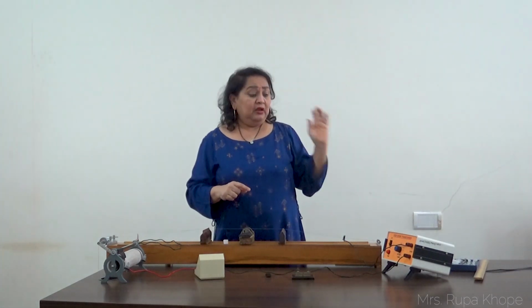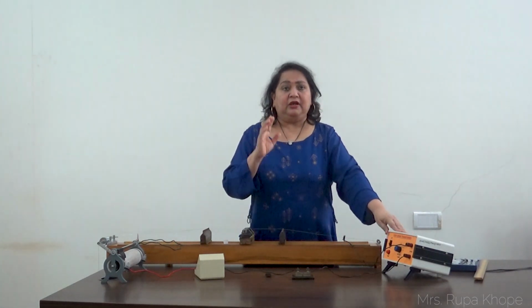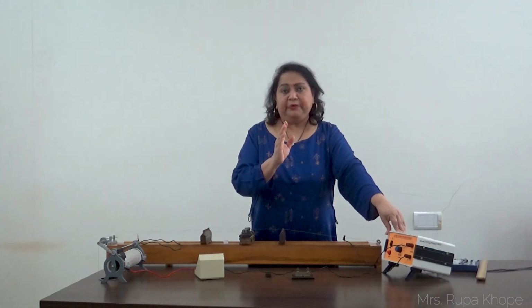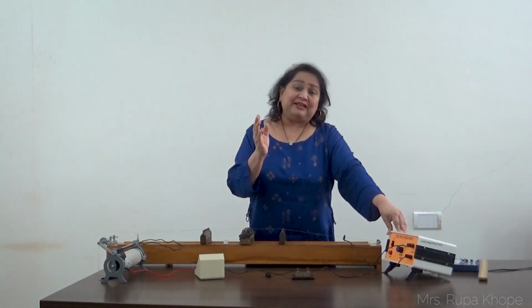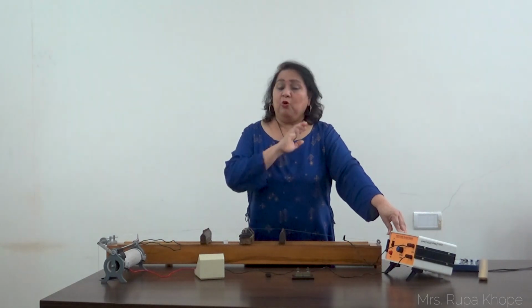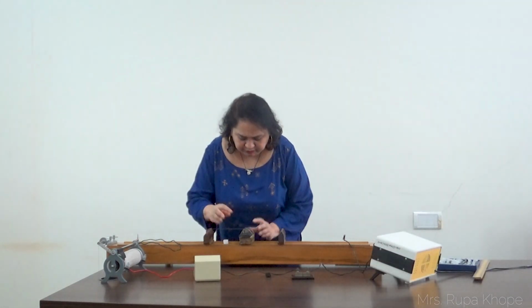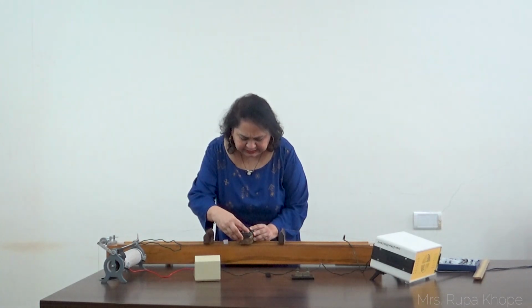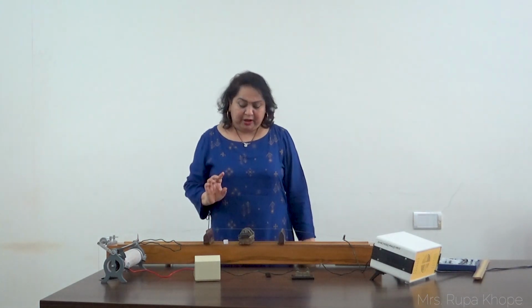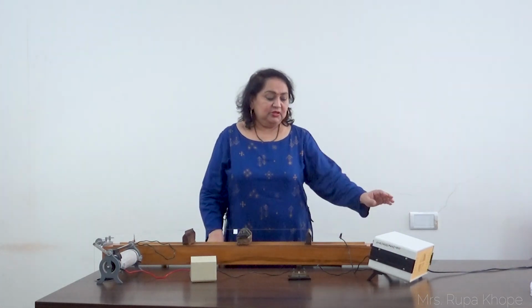Now you know very well that we have to keep the current restricted to 1 ampere, up to 1.2 or 1.3, maximum 1.5. More than that we are not going to increase the current, otherwise the wire will get hot, and we don't want to do that. First we have to see whether the magnet is exactly perpendicular to the wire. So let's start with the experiment.